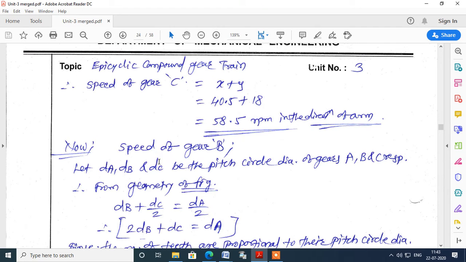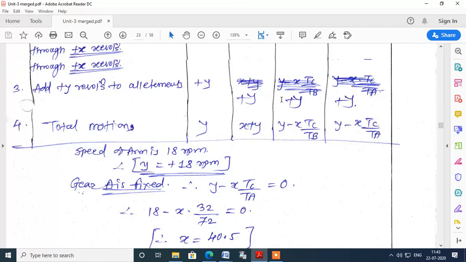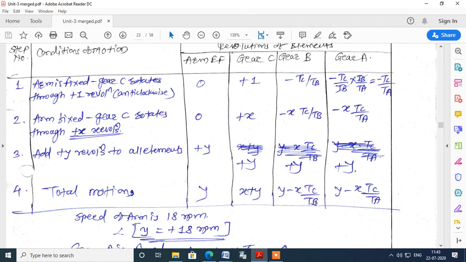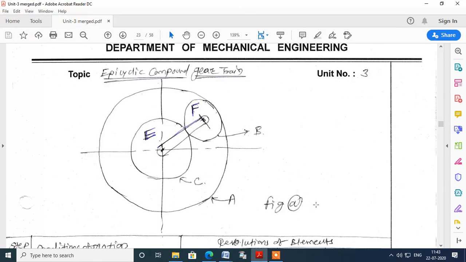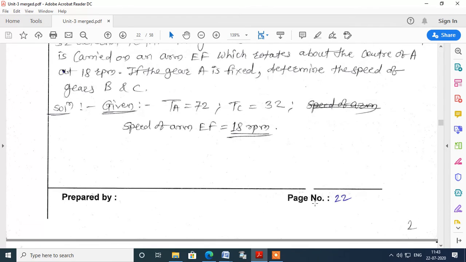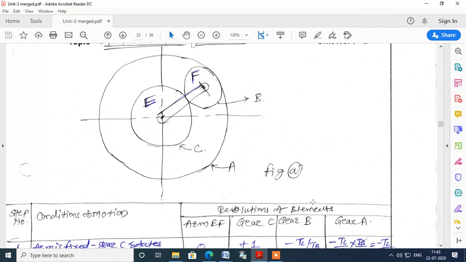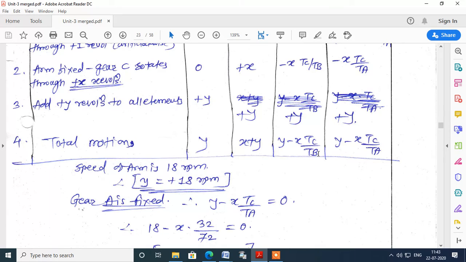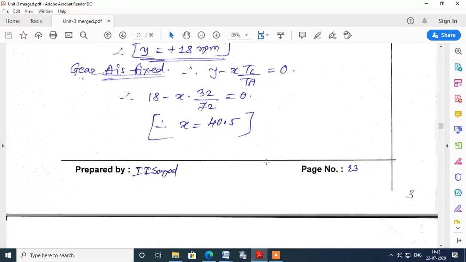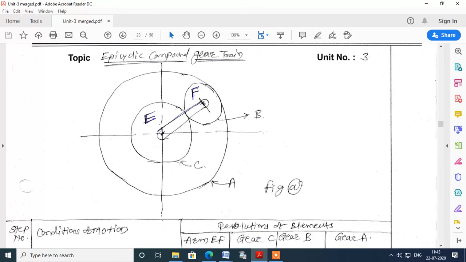Now the speed of gear B. We have Y minus X TC by TB. But here we don't know TB. TC we know and TA we know, but we don't know TB. First calculate TB. How to calculate? By geometry.